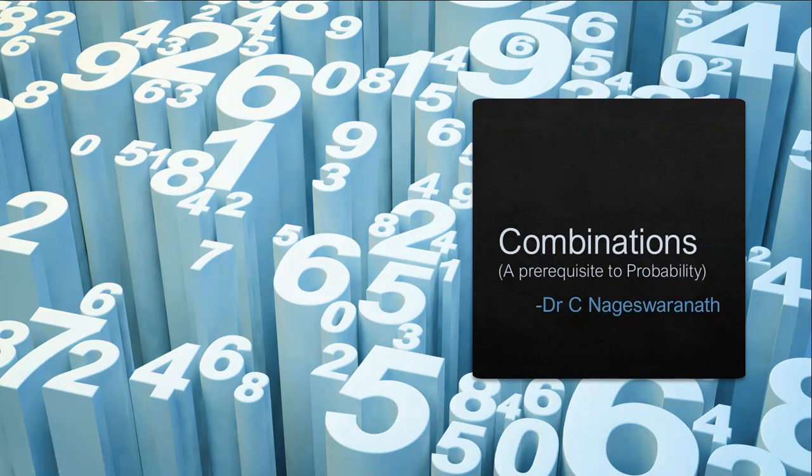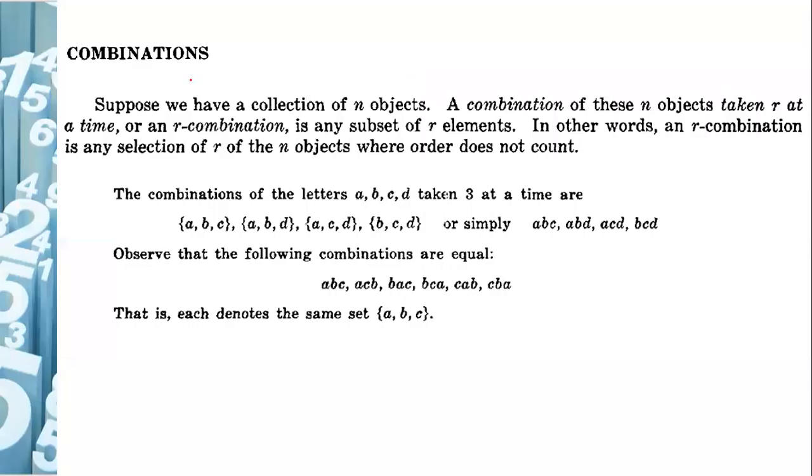Under prerequisites, we have already discussed two topics: one is set theory, and the other is permutations. Now we finally go for combinations. With these three prerequisites of set theory, permutations, and combinations, we can enter into the main concept of probability. So first, let us discuss combinations.